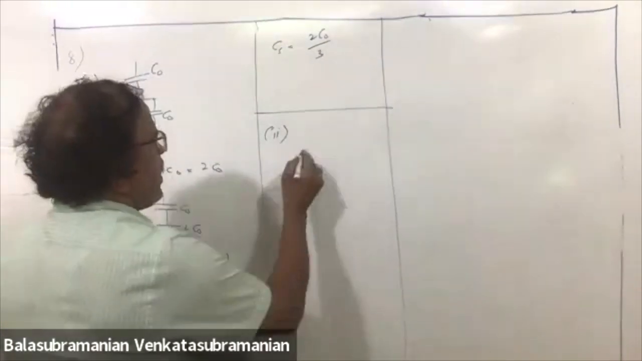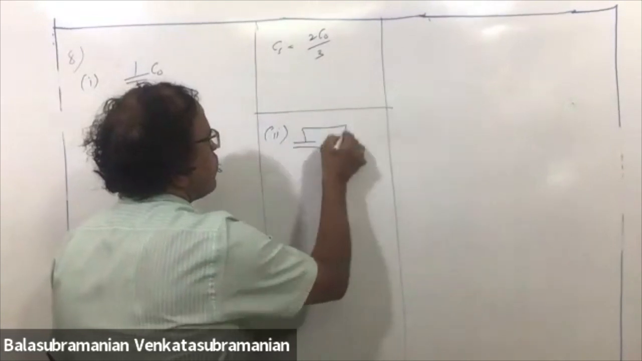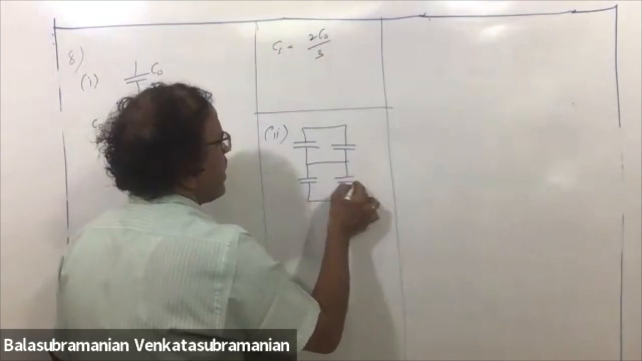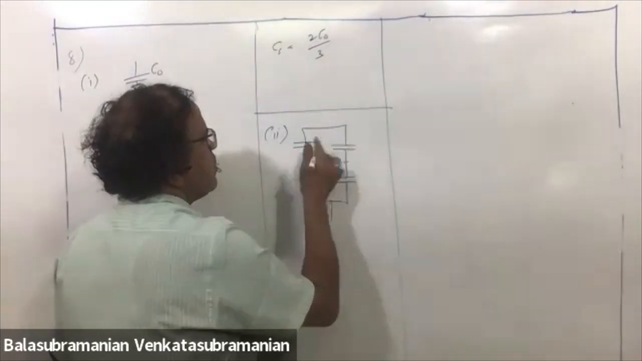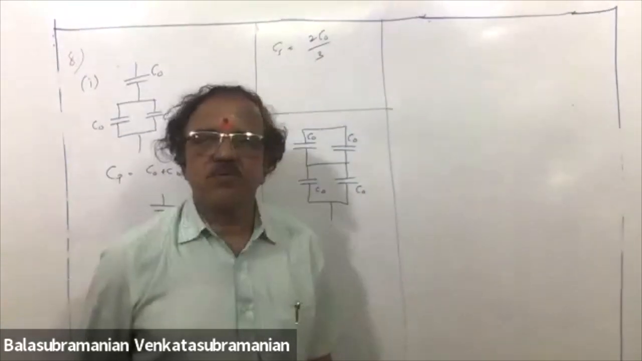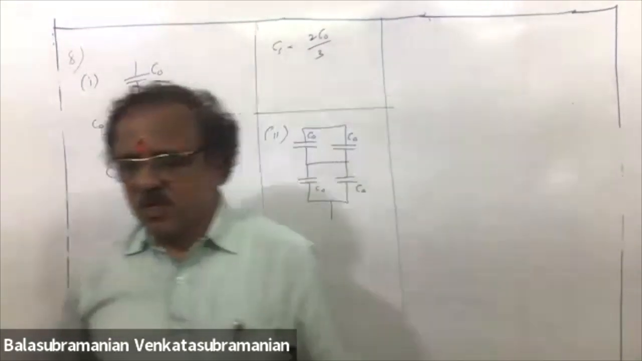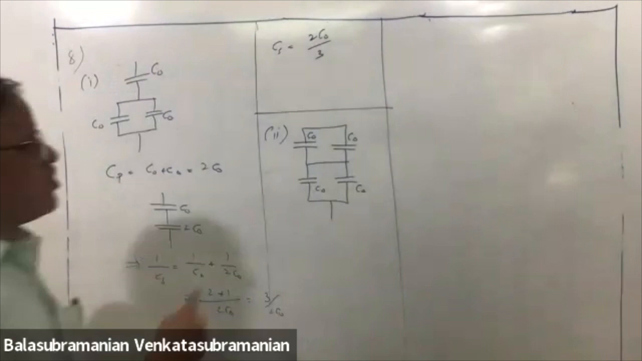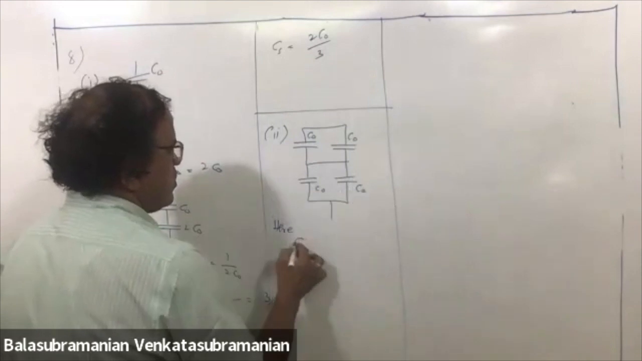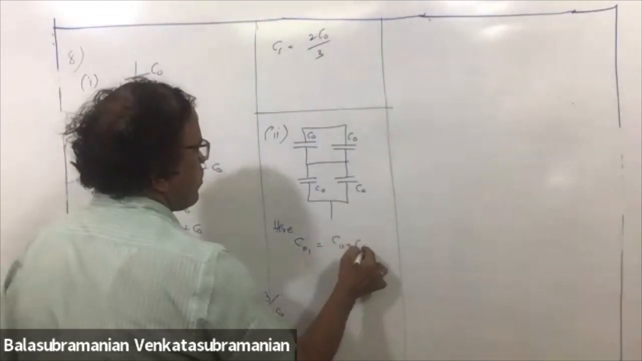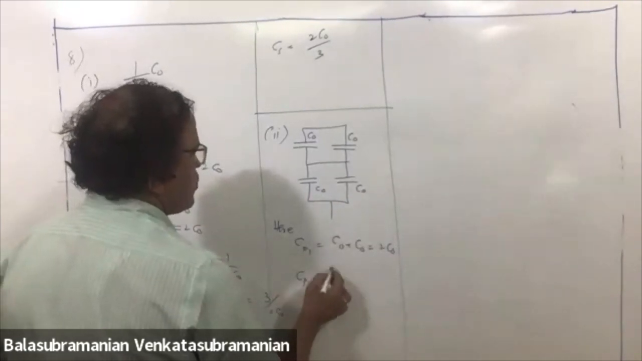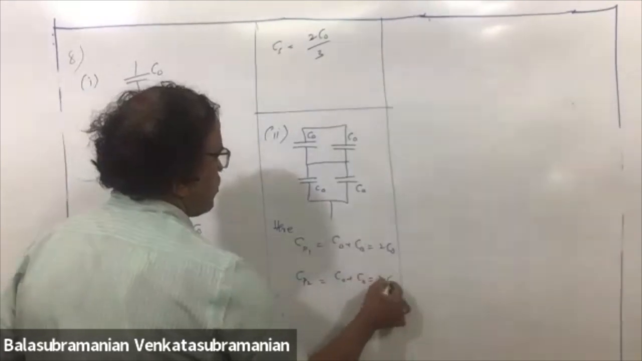Second, two capacitors in parallel, another two capacitors in parallel: C naught, C naught, C naught, C naught. First, you calculate these two. These two are parallel. CP1 is equal to C naught plus C naught, 2 C naught. These two are parallel. CP2 is equal to C naught plus C naught, 2 C naught.